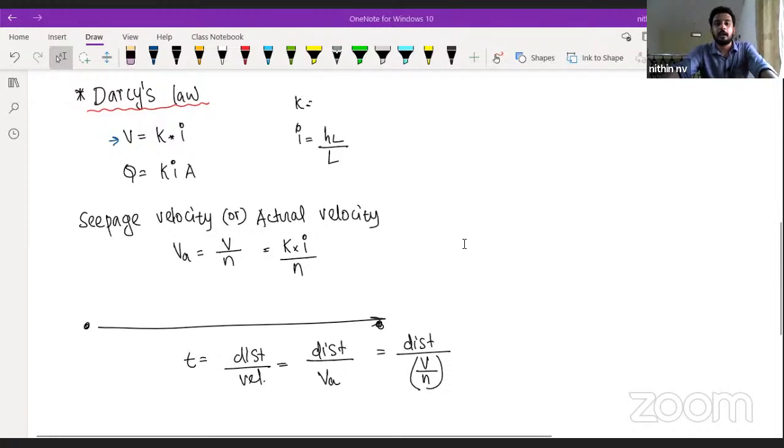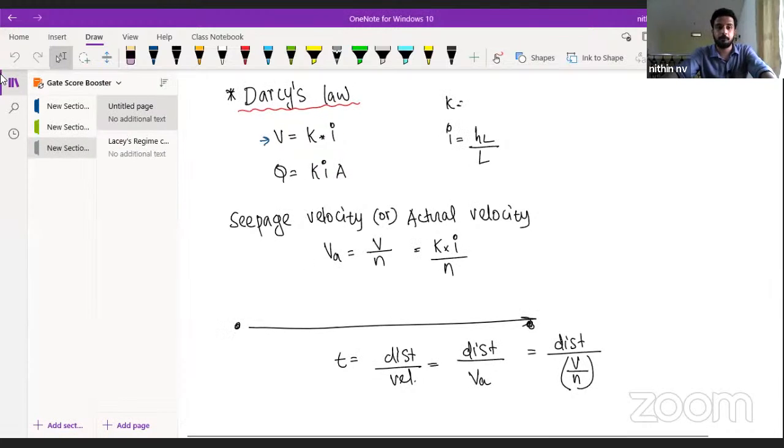Prepare well and don't skip irrigation and hydrology. The weightage is only 5 marks compared to geotech, environmental and others. It is half, but it is an easily scoring subject. 5 marks is actually around 20% of your cutoff mark, so very easily we can score those marks. That's it, those are the very important topics that we have discussed.